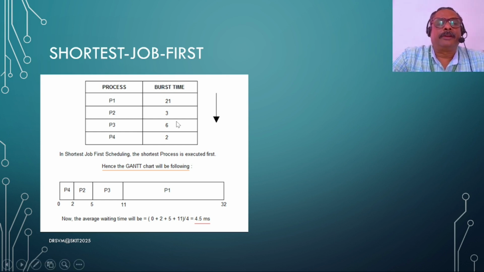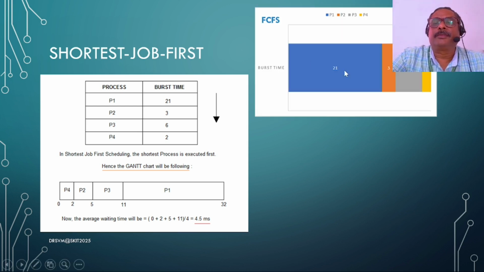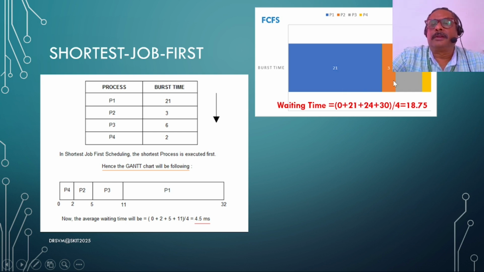This same example we had seen when we were looking at first come first serve. If it was first come first serve, then 21 gets the chance first, then 3, then 6, then 2. The first process has no waiting time, but the second process has to wait for 21, the third one has to wait for 21 plus 3, that is 24, and the fourth process has to wait for 21 plus 3 plus 6, that is 30. So in all, the average waiting time was 18.75 for this particular problem.